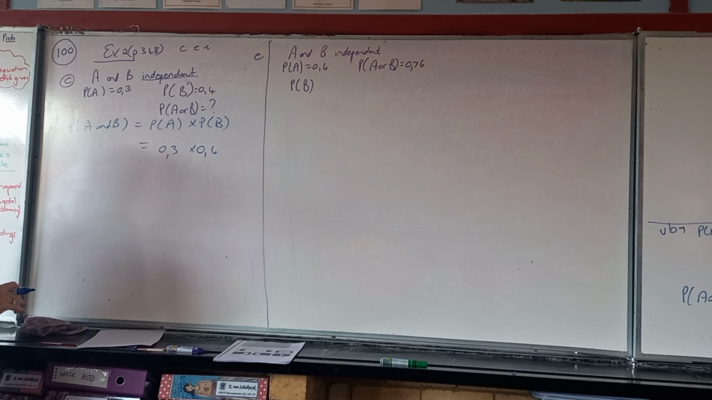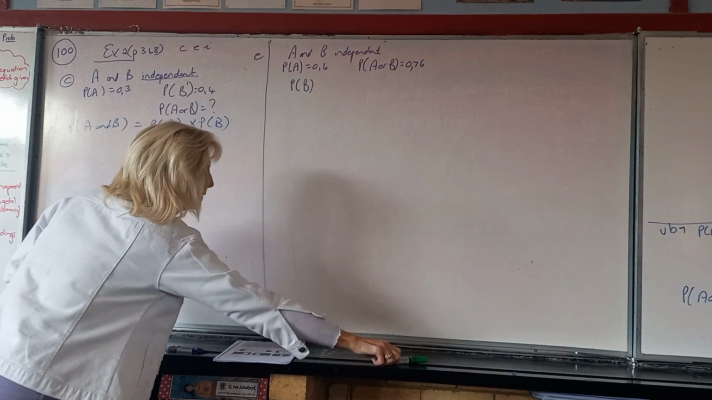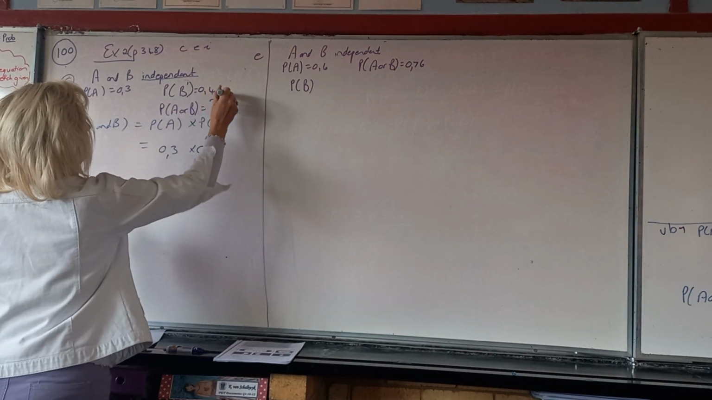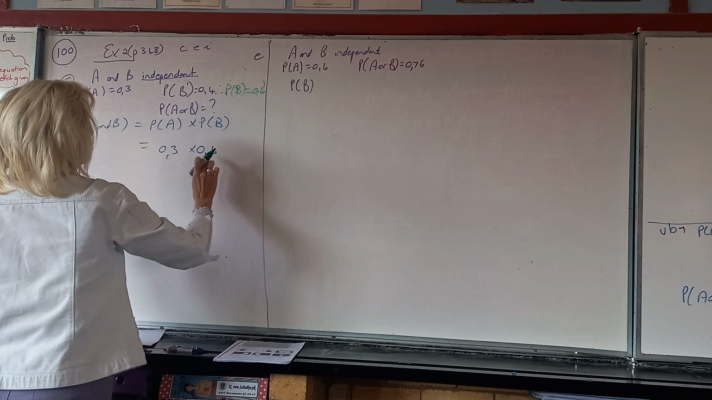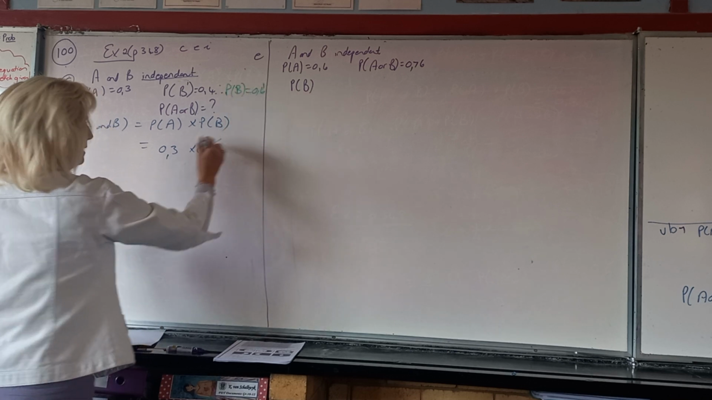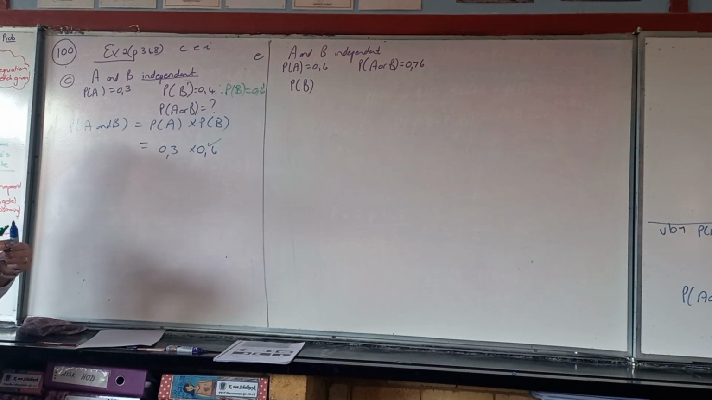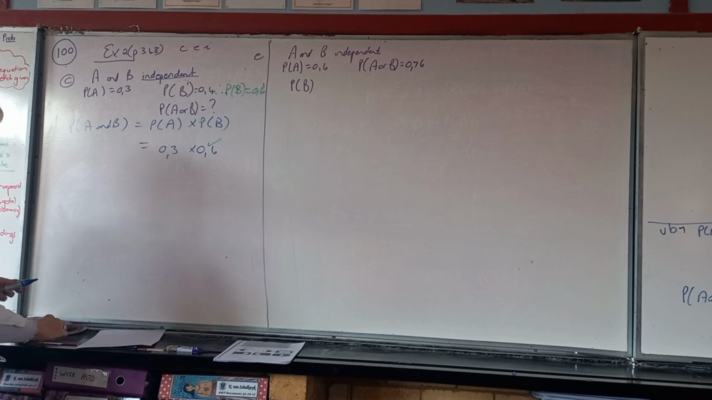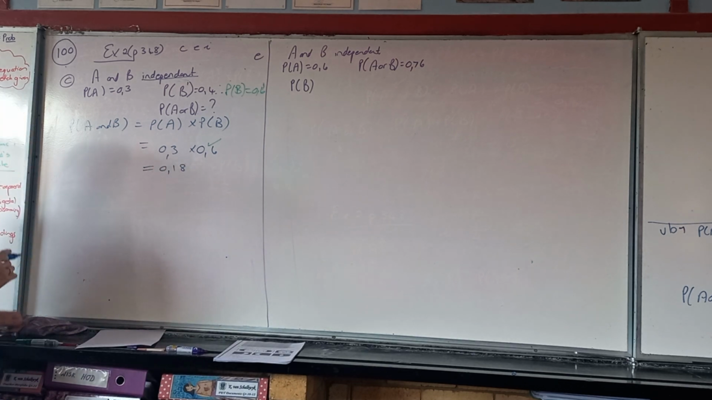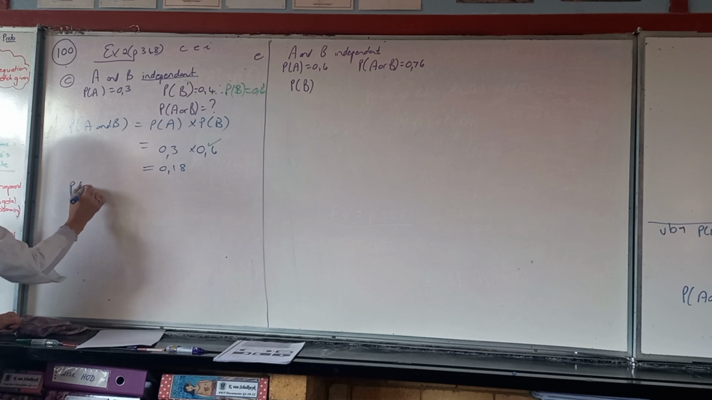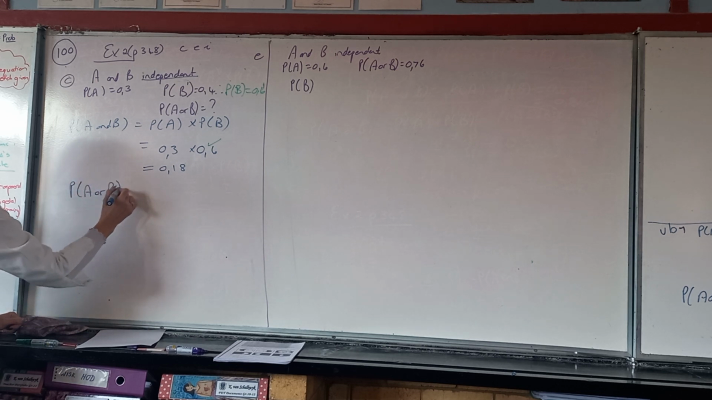Now this child didn't show it. I think it's not wise. Rather show me that you know. Therefore, P(B) is 0.6. You should get your mark over here for knowing P(B). But it's better to be exact. Then this answer is 0.18.